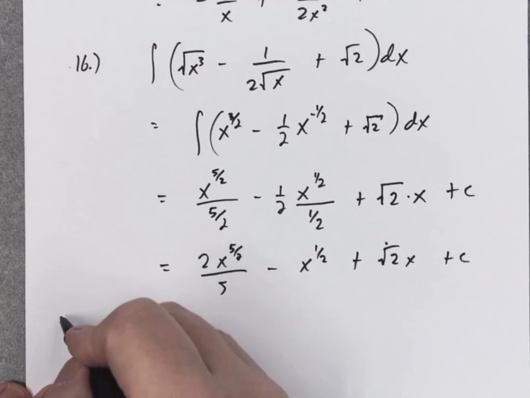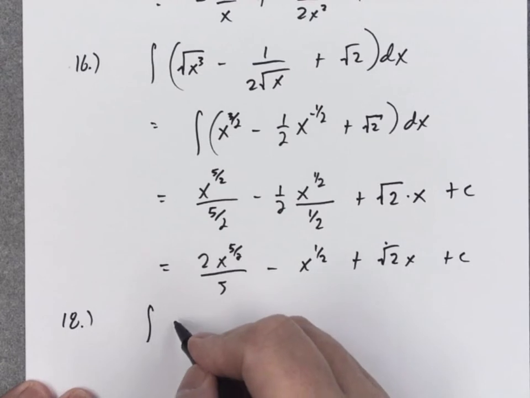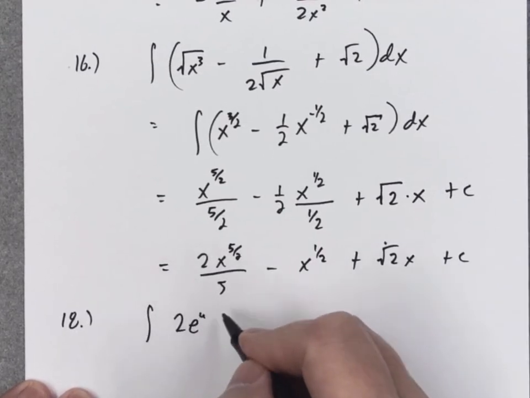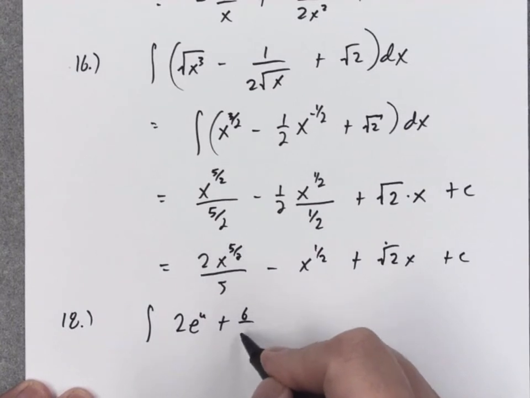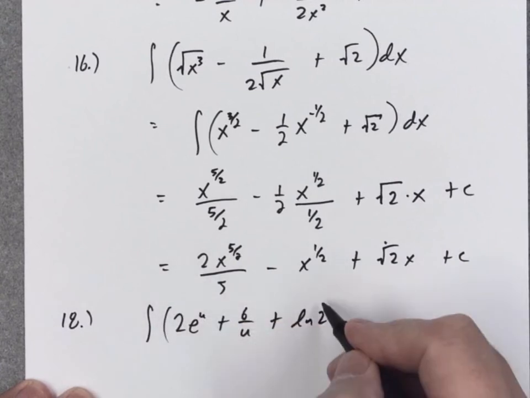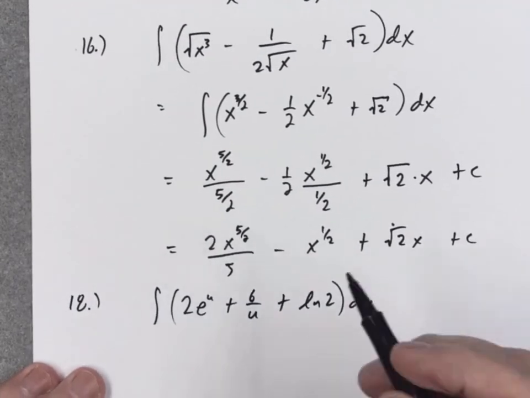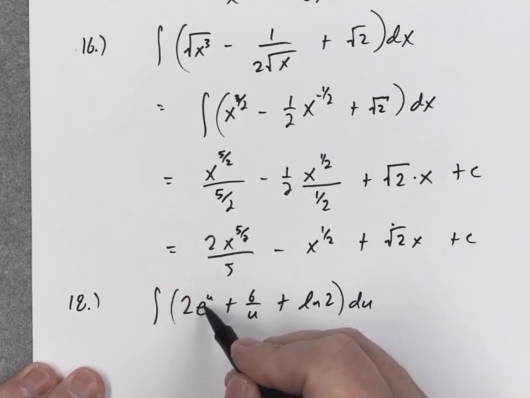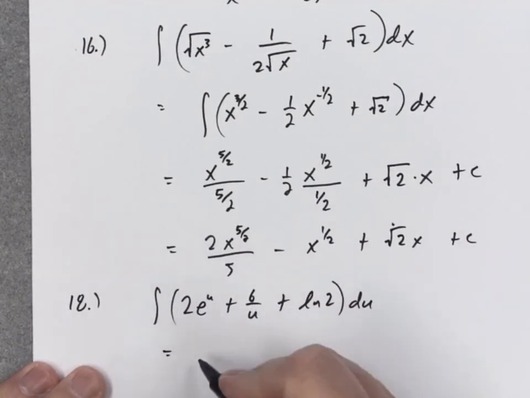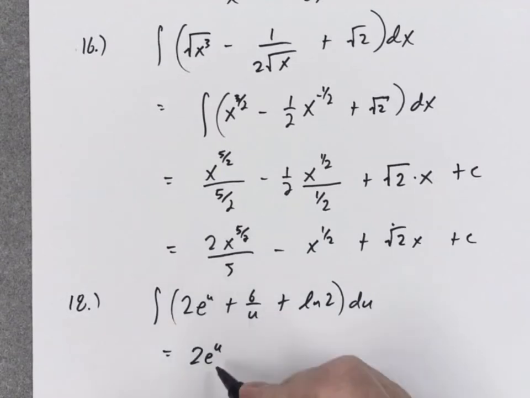One more, 18. Here they decide to use the variable u, 2e to the u plus 6 over u plus natural log of 2. I'm going to take the integral of all that with respect to u. So here I have 2 times u. The 2 tags along. E to the u is just your basic, the integral of e to the u is just e to the u. All right. Because the number in front of it's 1, 1 goes in the bottom.